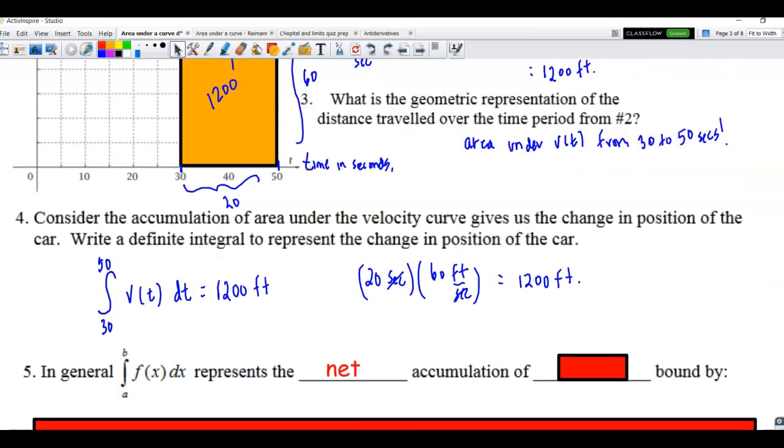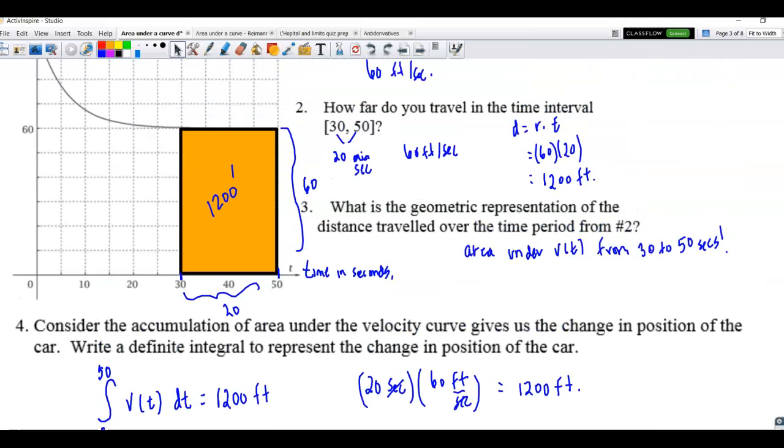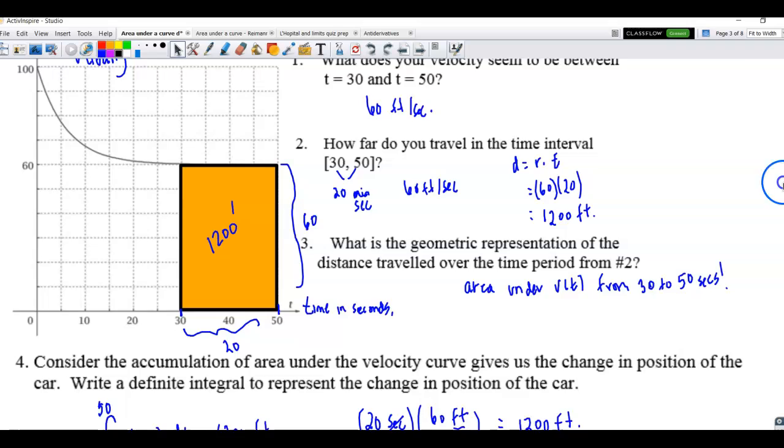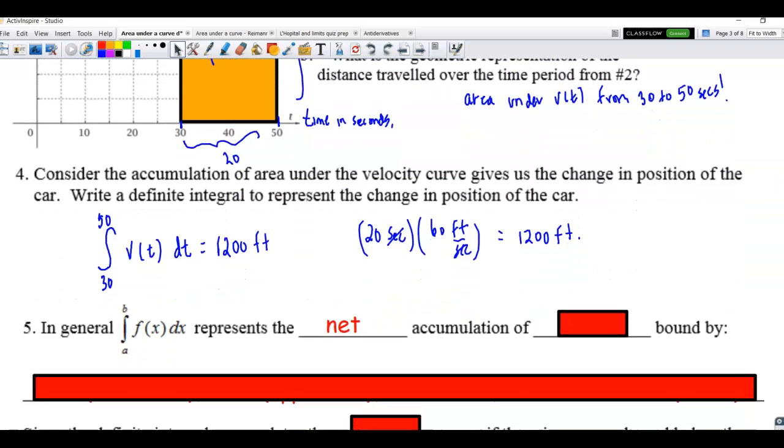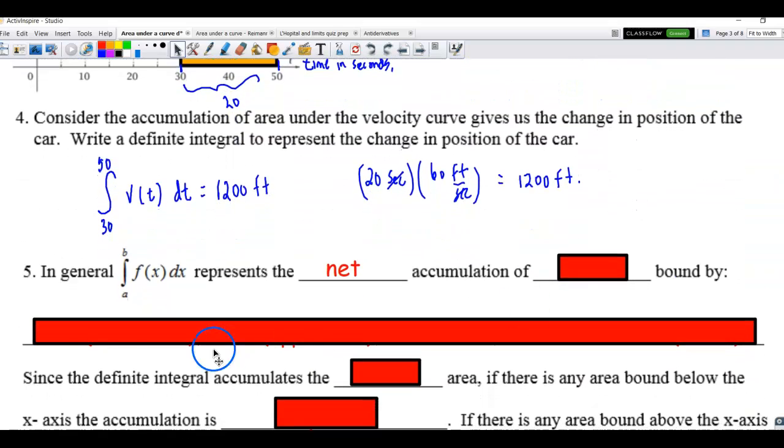If you look at the graph, all of the area is above the x-axis. We don't have any area below the x-axis. That's where we can run into some problems.